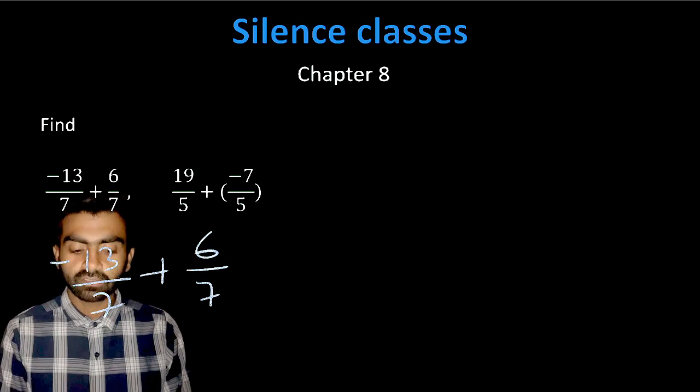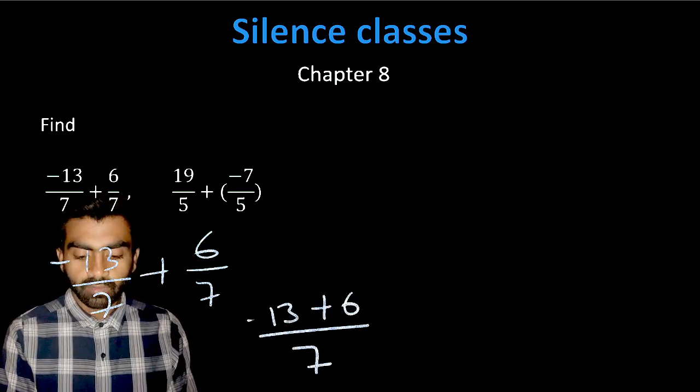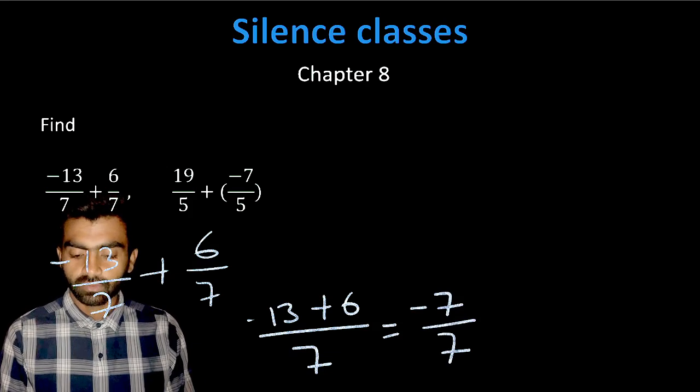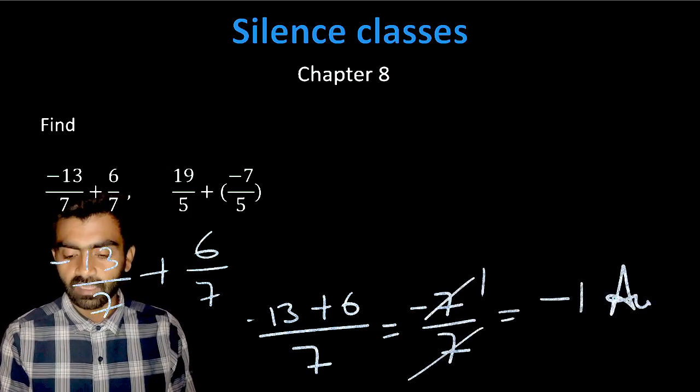Okay, so the denominators are equal, so we don't have to take any LCM. We can write it down easily: 7 minus 13 plus 6. Plus minus minus. So we will get minus 7 upon 7. 7 ones are 7, so we will get minus 1 as the answer.